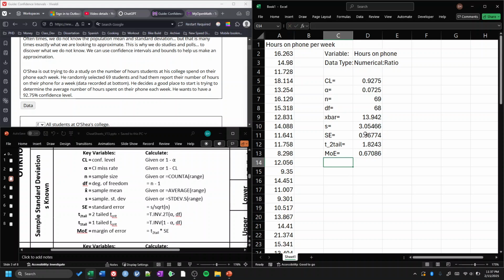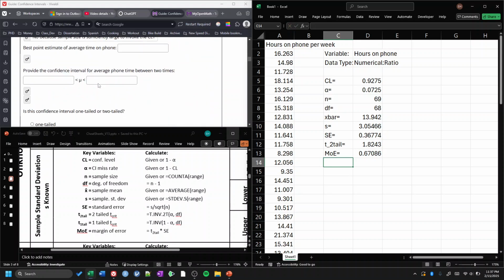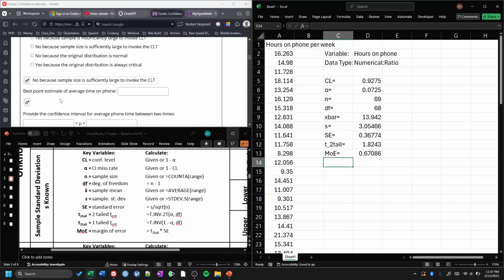Okay, now that we've got all of those, let's go back to our problem. Let's start actually answering a few things. So the first question it asks is, what is the best point estimate of the average time on the phone? And that is our sample mean. Our sample mean is our best point estimate. Let me just label that out. Best point estimate.